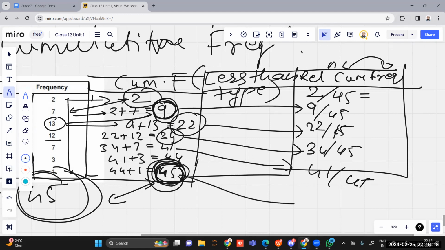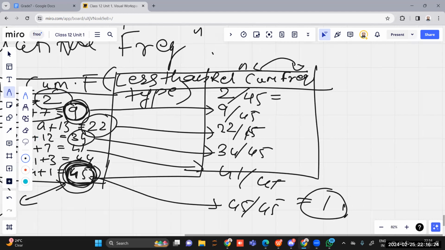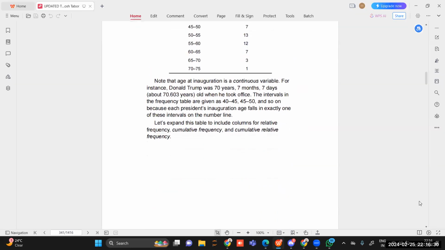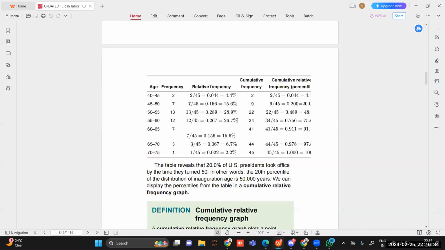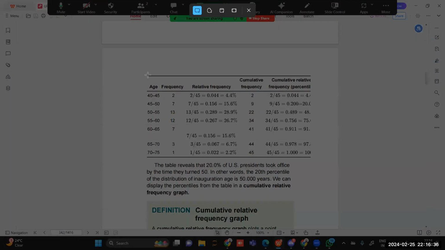This is how we go. And the cumulative frequency for the last observation is always 1. What does 1 mean? The sum, 100%. Understood? You can match this, our graph, our calculation, and this.